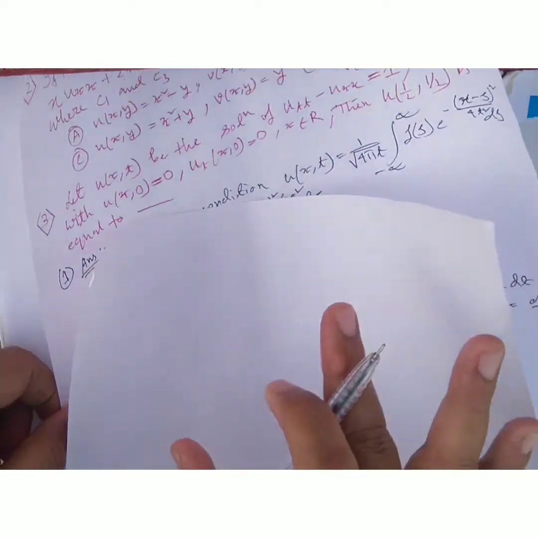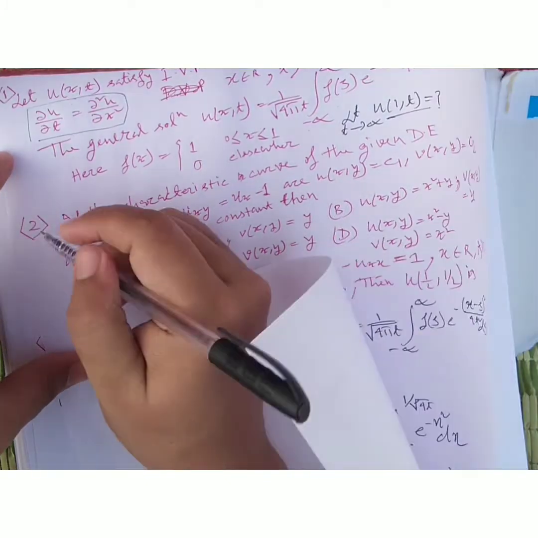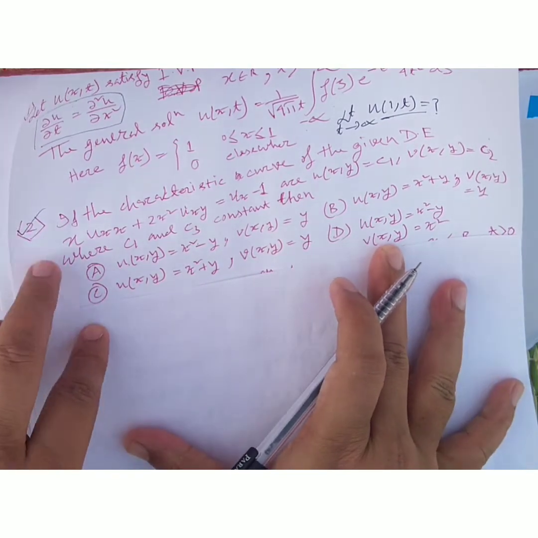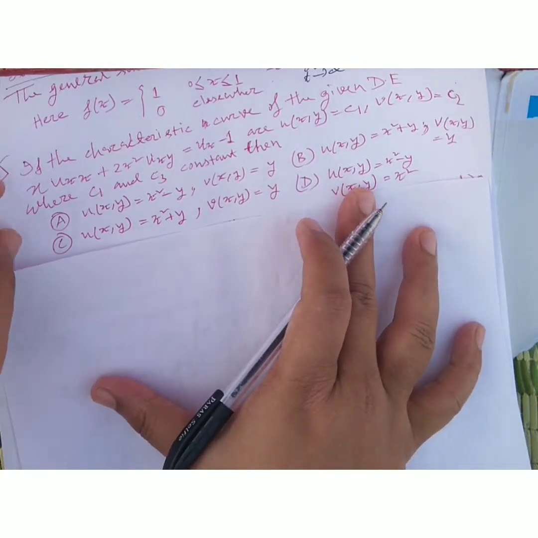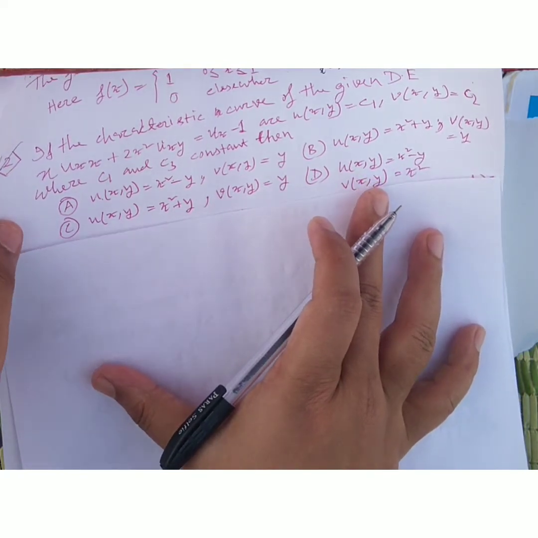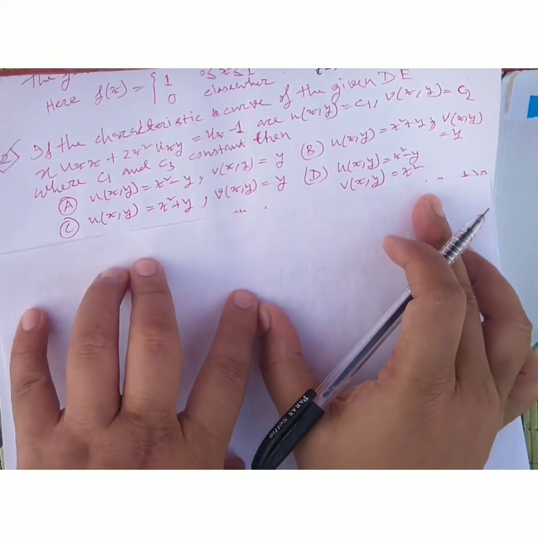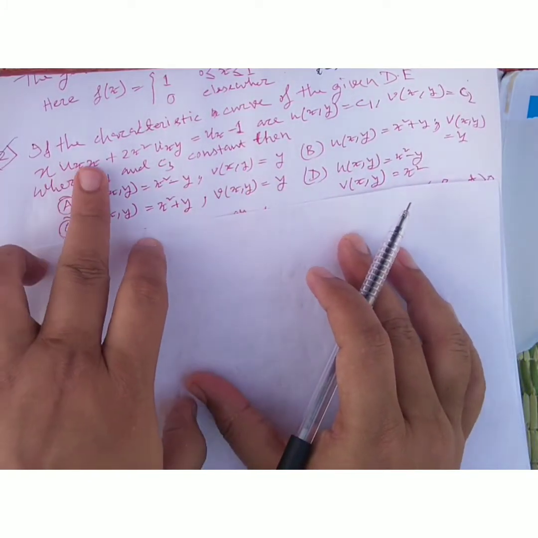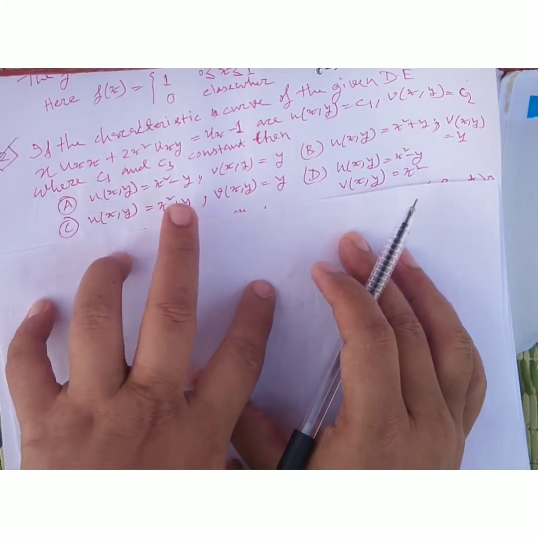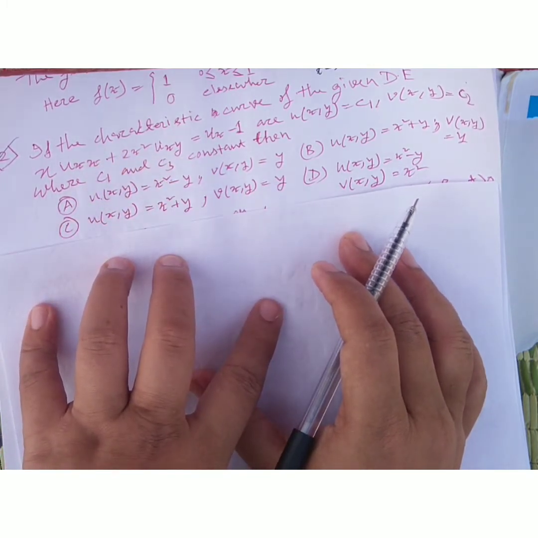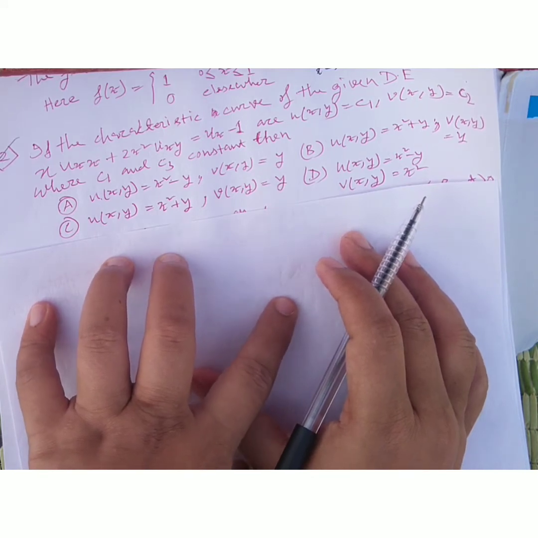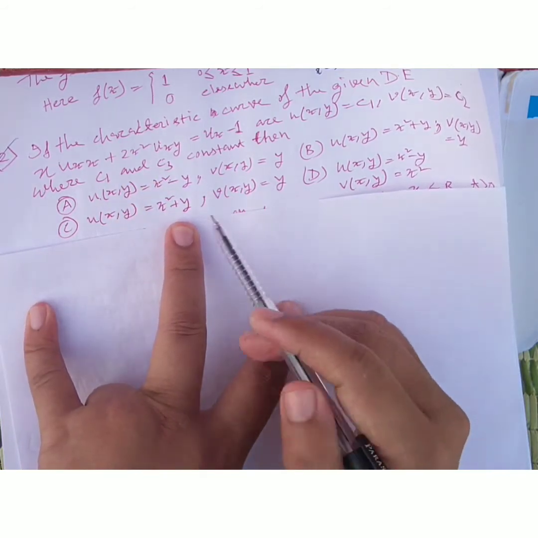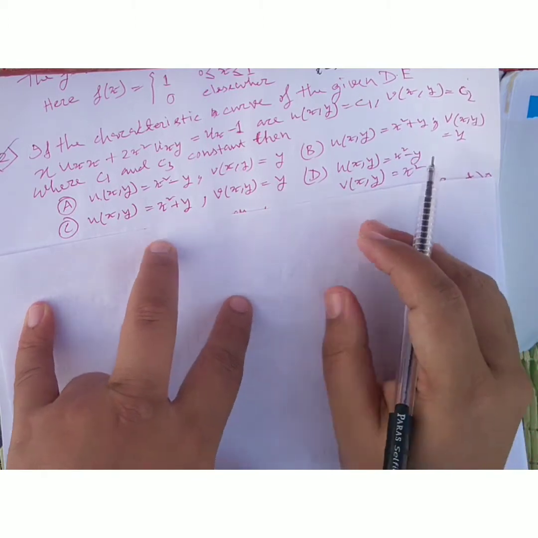Next friends, next question I attempt, question number 2. At first read properly, carefully. If the characteristic curves of the given differential equation x uxx plus 2x square uxy equals ux minus 1 are u(x,y) equal to c1 and v(x,y) equal to c2, where c1 and c2 are constants, then u(x,y) is equal to x minus y. This is a very simple question, friends.